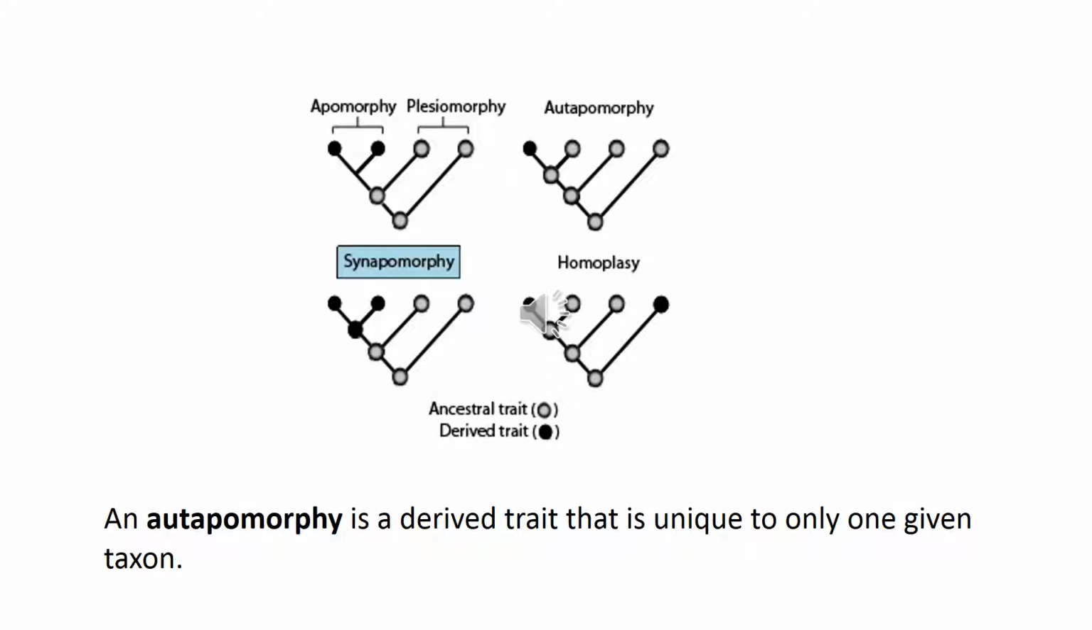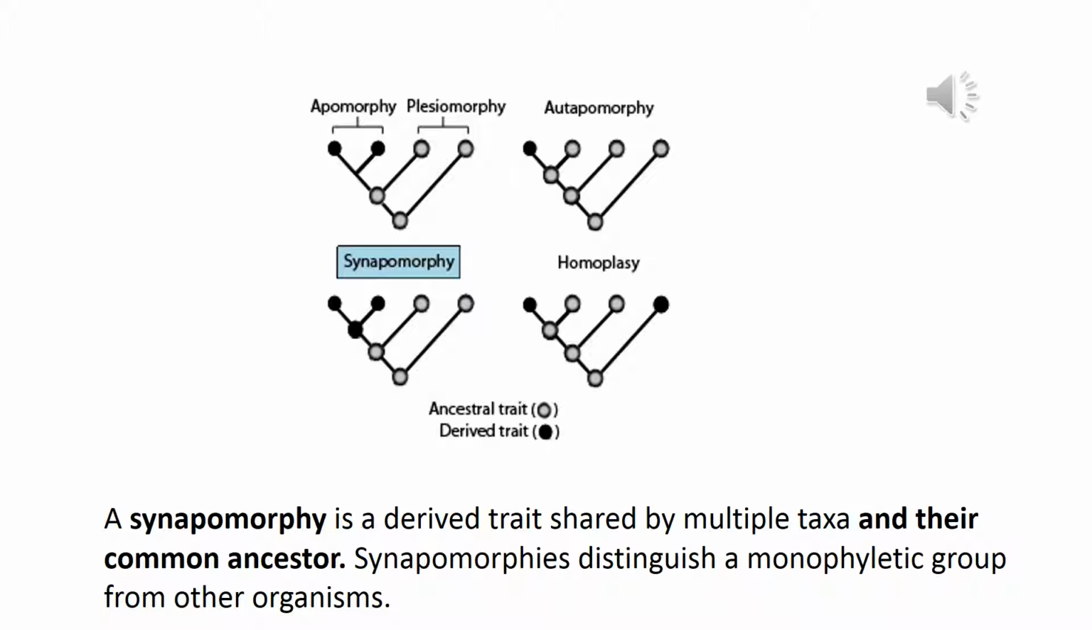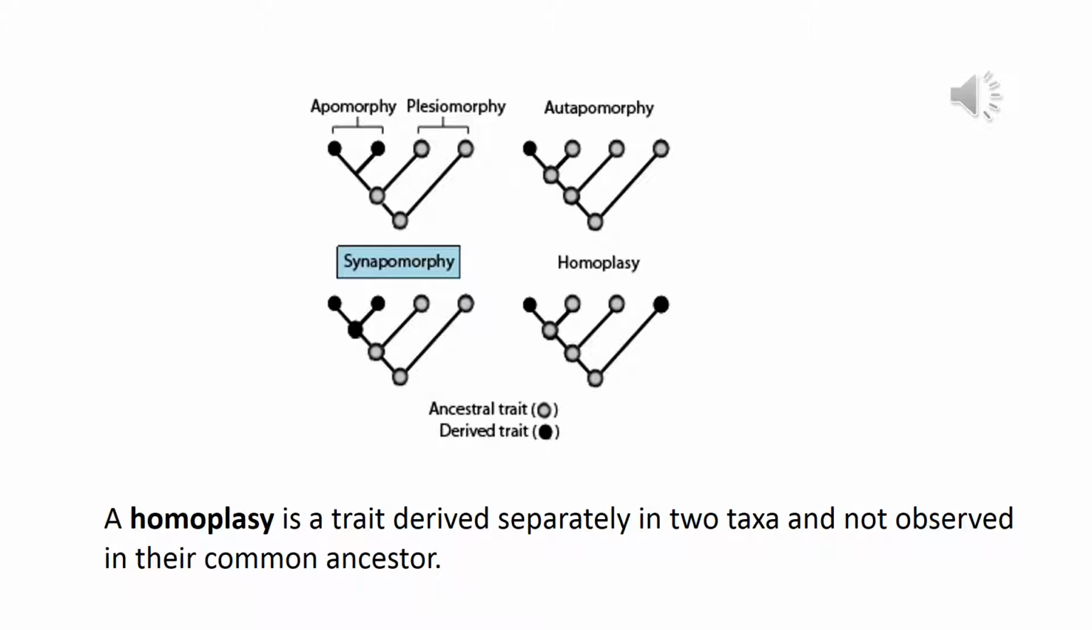One type of apomorphy is an odd apomorphy. An odd apomorphy is a derived trait that is unique to only one given taxon. A second type of apomorphy is a synapomorphy. A synapomorphy is a derived trait shared by multiple taxa and their common ancestor. Synapomorphies distinguish monophyletic groups from other organisms. Finally, a homoplasy is a trait derived separately in two taxa and not observed in their common ancestor.